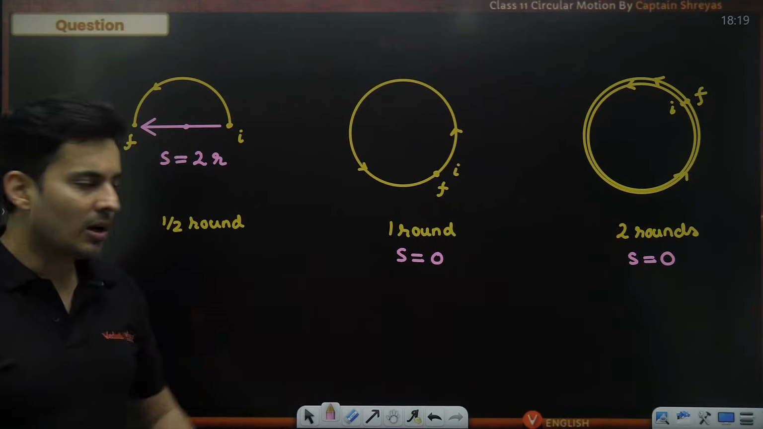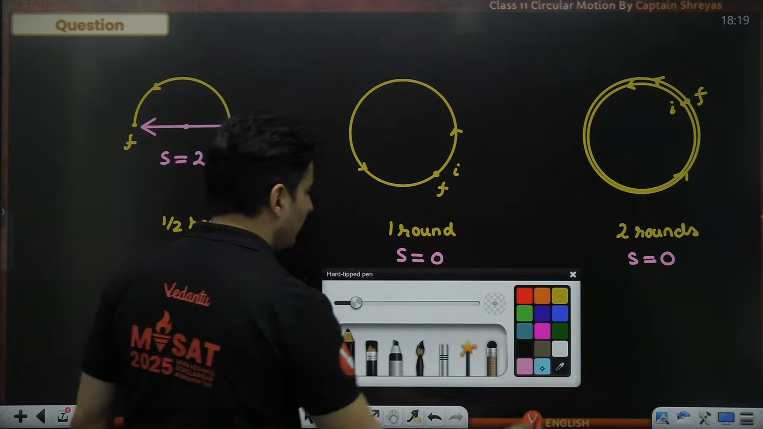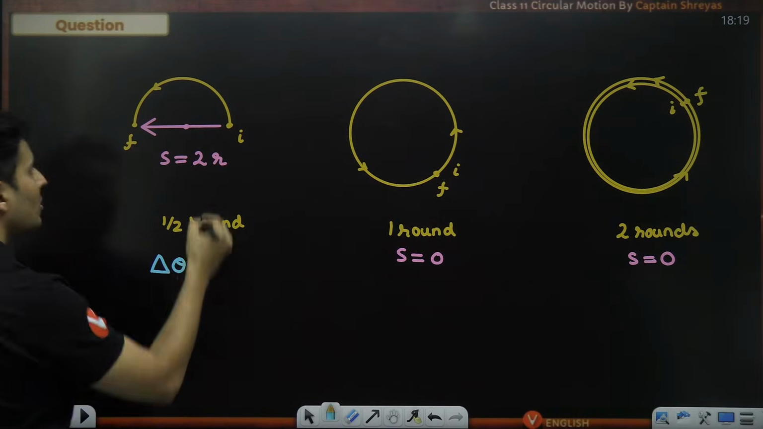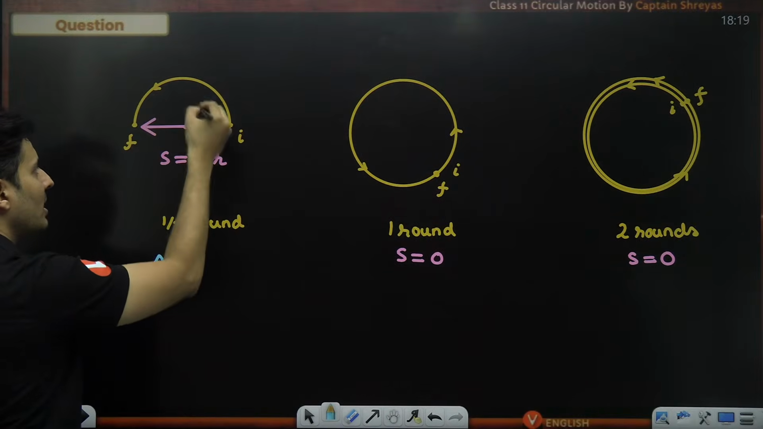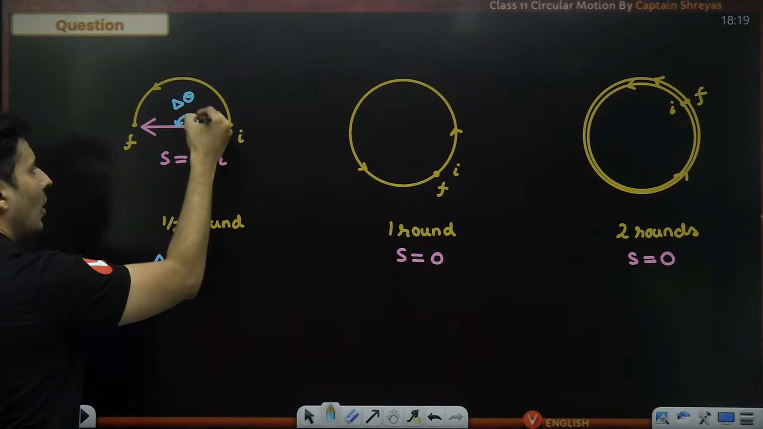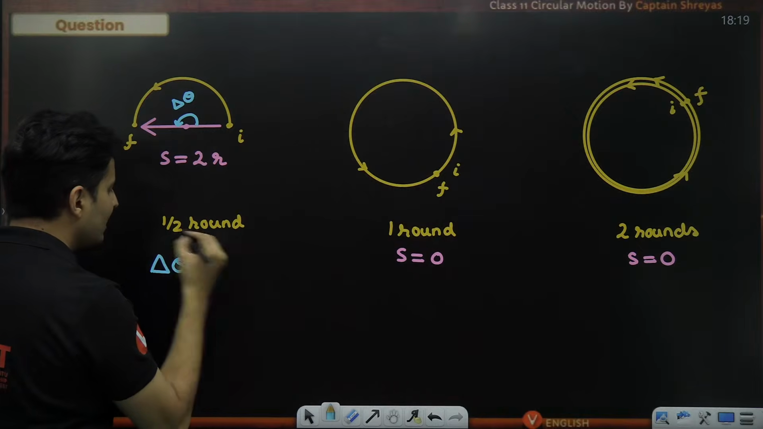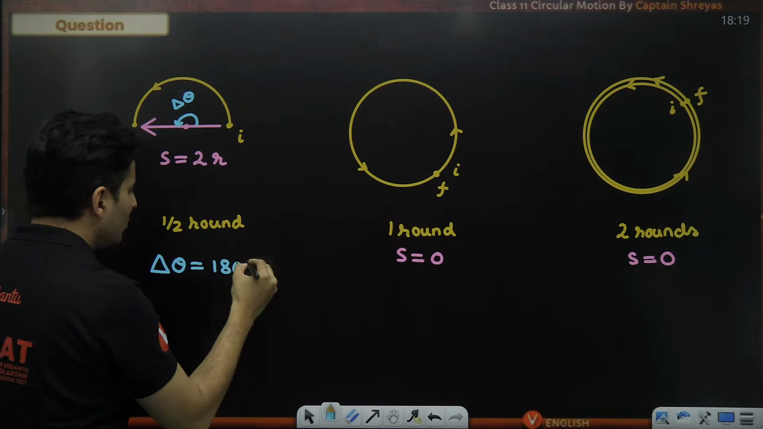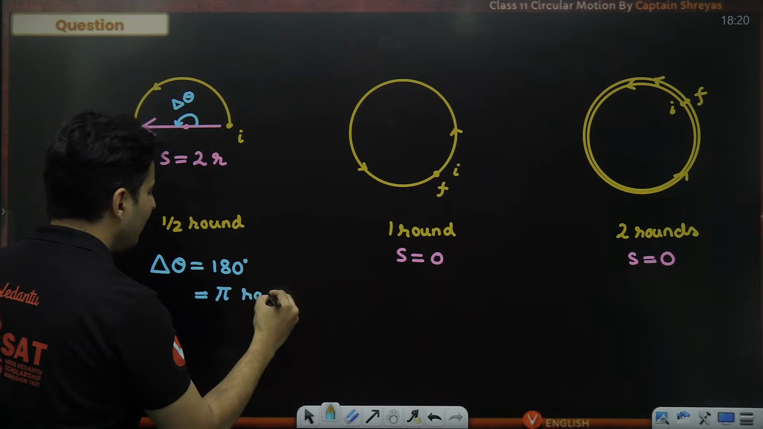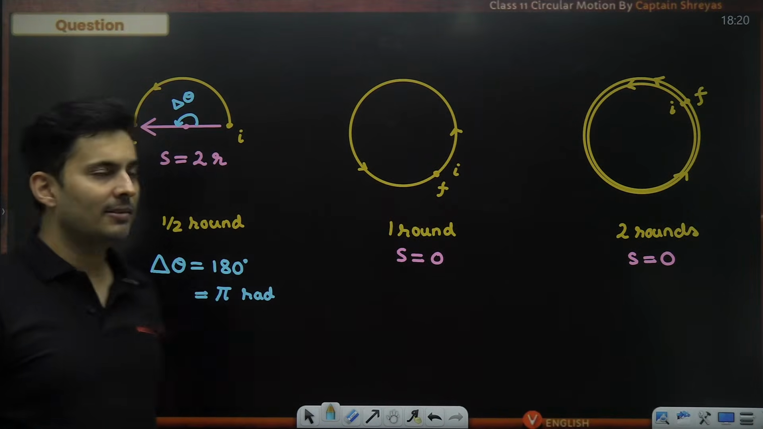But now let's talk about angular displacement. Angular displacement, which is delta theta. So look over here. I have moved from here to here. So this is the angle which I have covered. Obviously, it's a semicircle. That means 180 degrees. But usually we give it in terms of radian. So we write it as pi radian. So pi radian is the first answer.